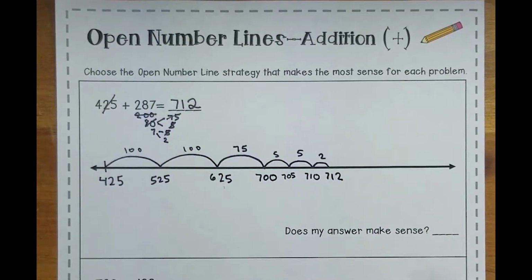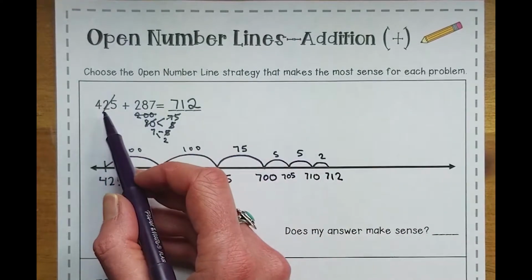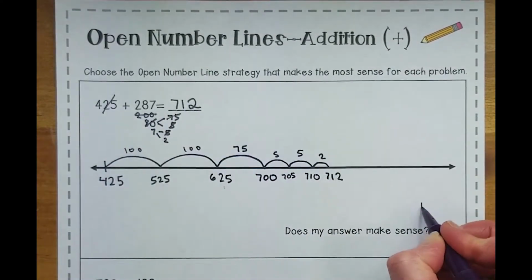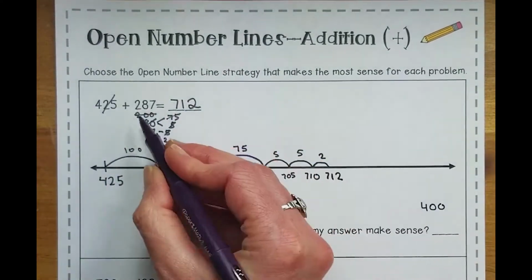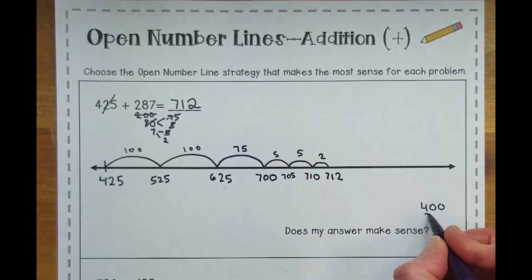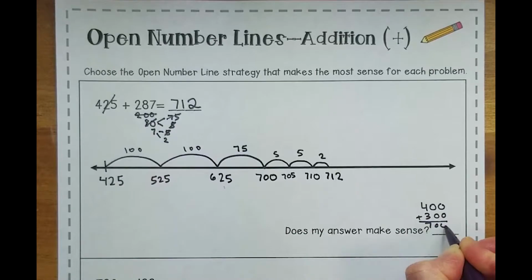But I do need to check my work, make sure it makes sense. 425 is close to 400. 287 is close to 300. 400 plus 300 is 700. It's pretty close. Yes, it makes sense.